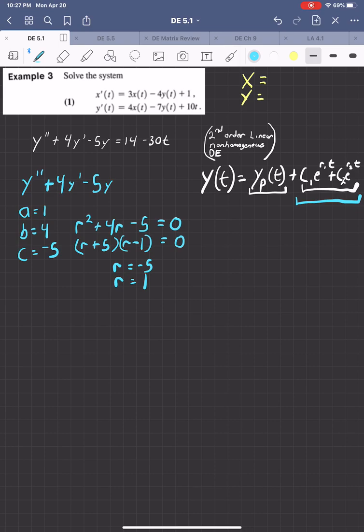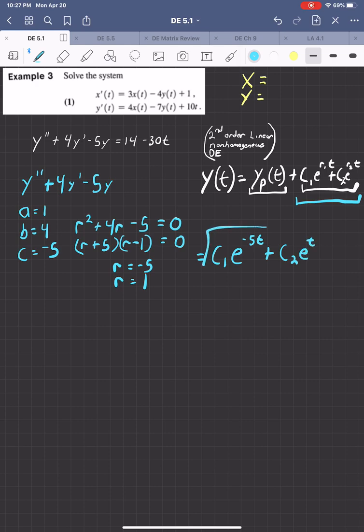sometimes with the homogeneous solutions, depending on the types of roots that you get, right? If they're complex roots, imaginary numbers, we have to use a different setup. If they're double roots, remember there's a different setup. Because we get two real distinct roots, at this stage we can just plug in the negative 5 for r sub 1, and the 1 for r sub 2. So we end up with c sub 1 e to the negative 5t plus c sub 2 e to the 1t, or just t.